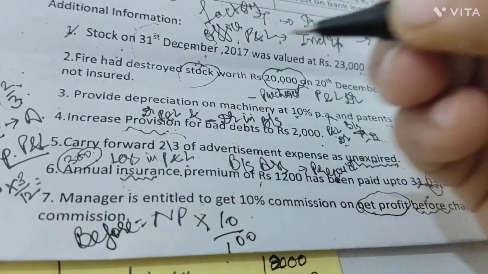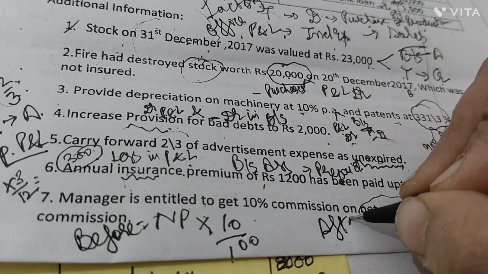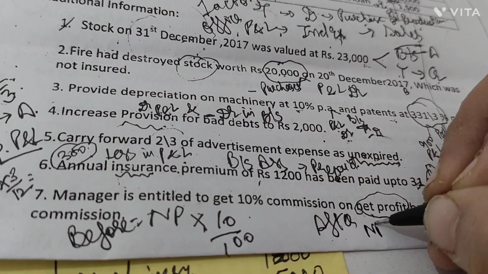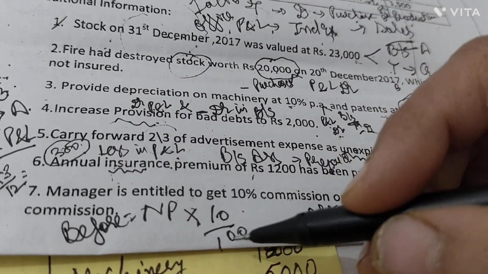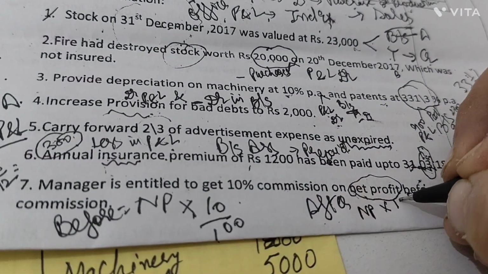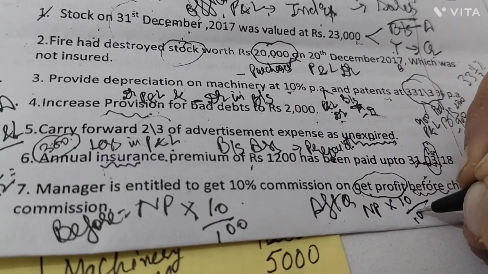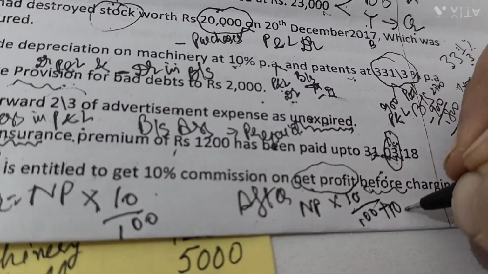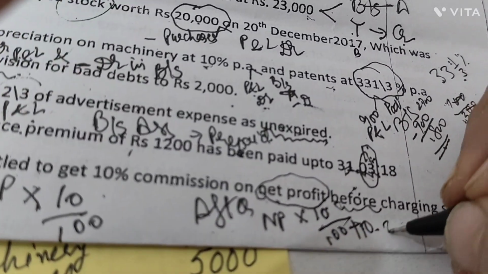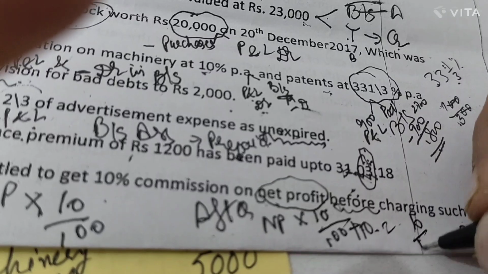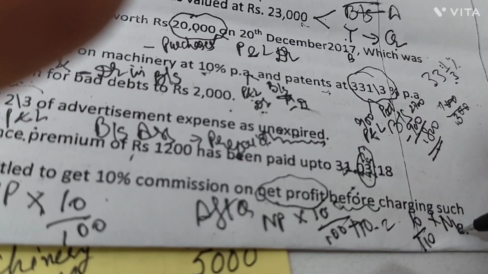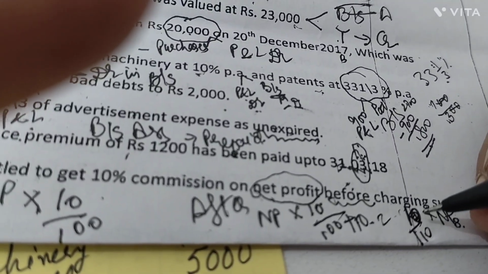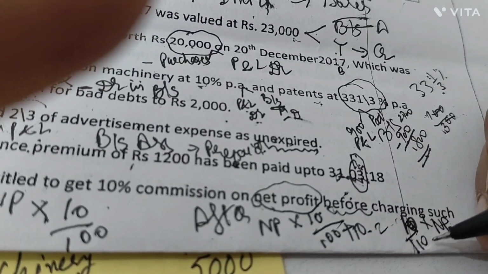If it is a case for after charging, rather than 'before' in the question here, it is given to you as after charging, then for the net profit you will take rate upon 100 plus rate, that is 10% plus 10. Whatever rate you are writing in your numerator, you will write in the denominator also. So that means this becomes 10 upon 110 of your net profit. If the rate would have been 5, then we would have taken 5 upon 105.